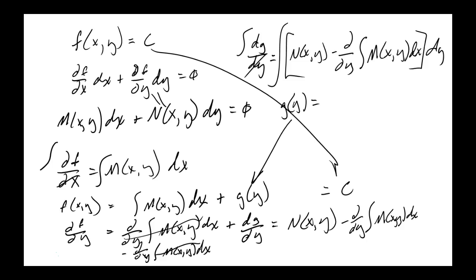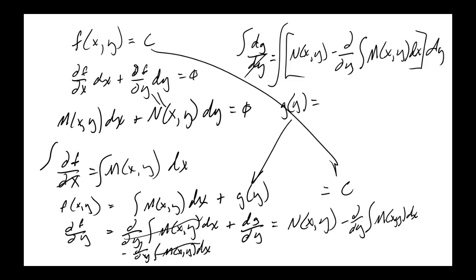This is the one that we can integrate to get the G, and plug that back in here. Again, this is some function of x and y, this is a function of y alone. That gives you your F. Forget about the F now, set that equal to C. And that's your solution.